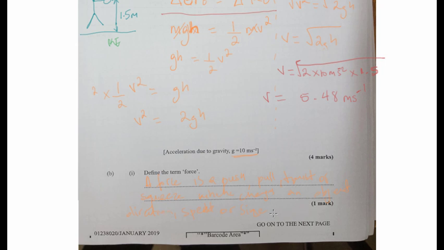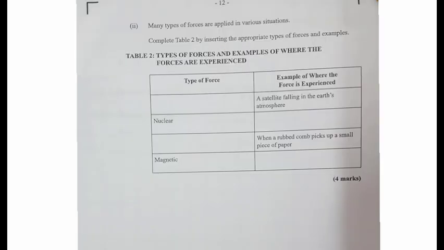Let's move on to the remaining questions. Part 2 says that many types of forces are applied in various situations. Complete table 2 by inserting the appropriate types of forces and examples. We have a type of force here and the example of where the force is experienced. A satellite falling to the Earth's atmosphere is an example of gravitational force, or gravity.